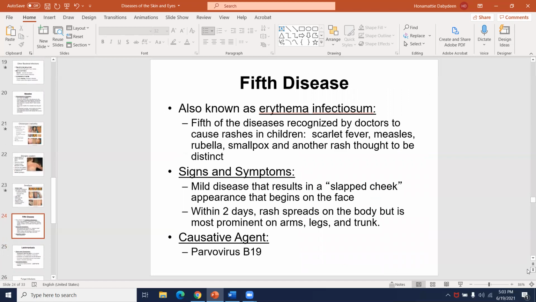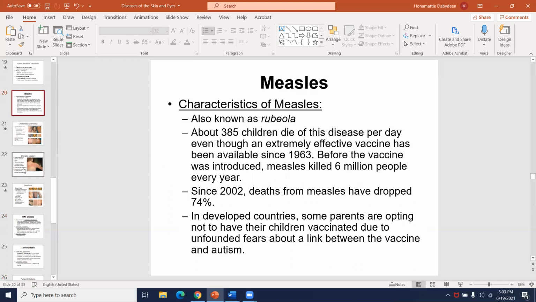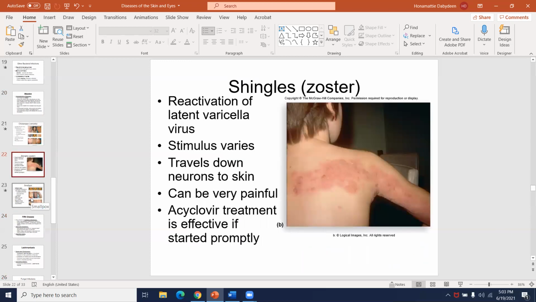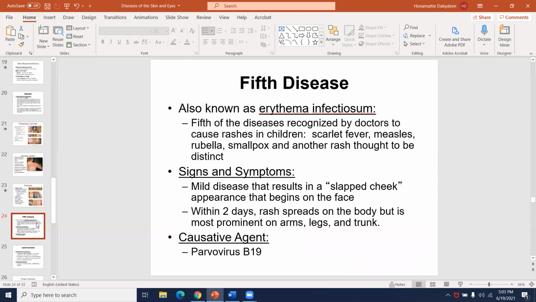There is something called the fifth disease, erythema infectiosum. The reason why they call it the fifth disease is because doctors were so used to those four that we just mentioned: the measles, the chickenpox, the shingles, the smallpox. And now we have the fifth disease.